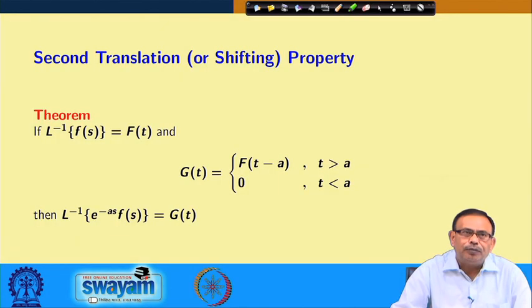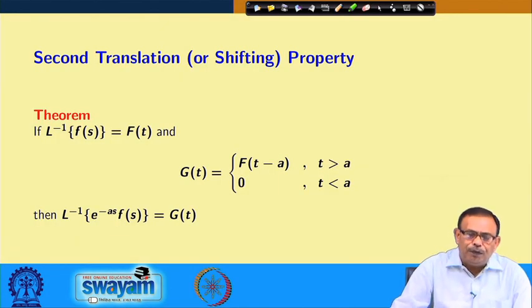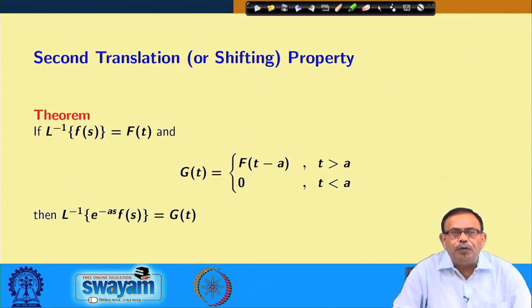The next property, the second property, which we call the shifting property, is also a translation property. Here t is being shifted from t to t minus a.